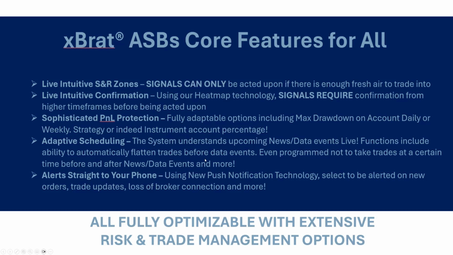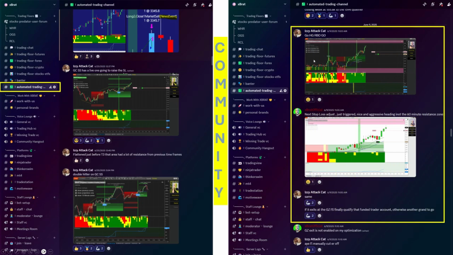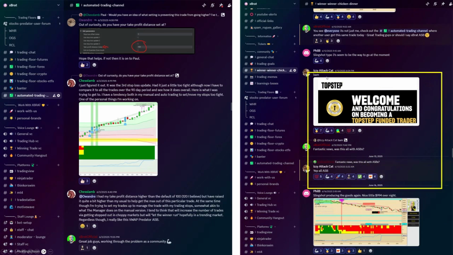I am going to explain briefly the core features for all of these ASBs, but first I just want to show you that we have a really strong community of users for the ASBs on our Discord community. A lot of the time they're sharing ideas and sharing results. In this situation, this particular user was in on the same trade as me, and if it hits the Guardian zones, he finally qualifies for a 100K trader account. By the way, he did. And all of that was on the ASB.